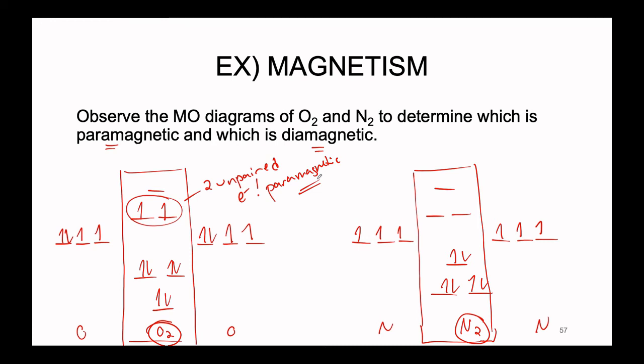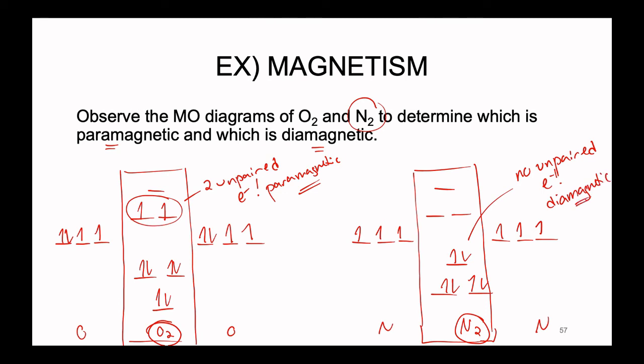Other substances like N2, we can see MO theory also works to predict what their behaviors are going to be. N2 is not observed to be magnetic. It is not attracted by magnetic fields. It just kind of slides right on through, doesn't really care. Here in the molecular orbital diagram, we can see that there are no unpaired electrons.